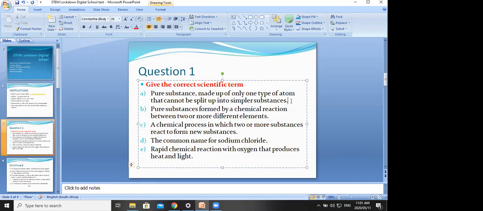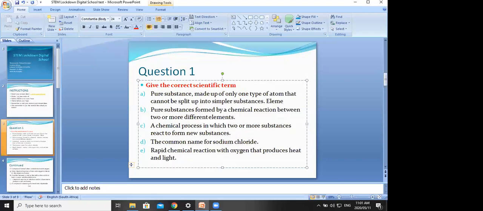They said to you, a pure substance made up of only one type of atom that cannot be split up into simpler substances. So we all know that this will be your element. It's the element.